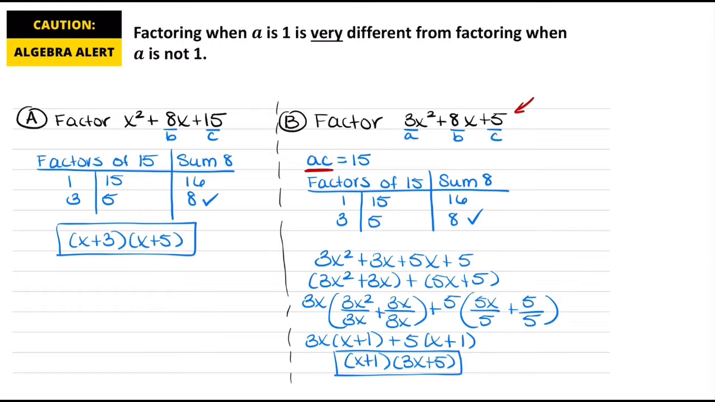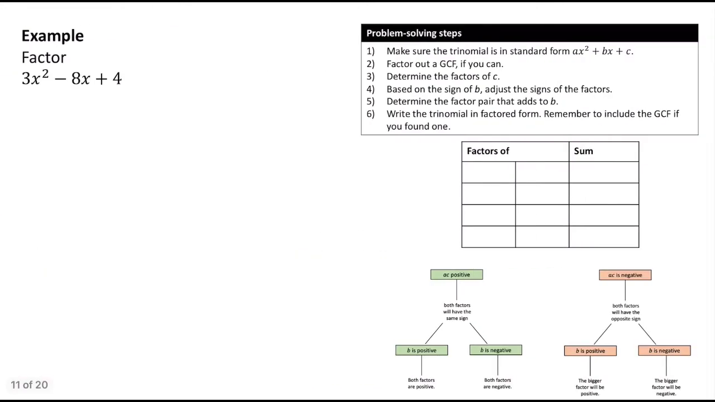When we're factoring when a is not 1, we actually have to go ahead and expand that x term and then use factoring by grouping to figure out the final factored form. So just important to keep this in mind when you're working on these problems because the steps are going to be very different. So let's continue and let's practice with 3x squared minus 8x plus 4.